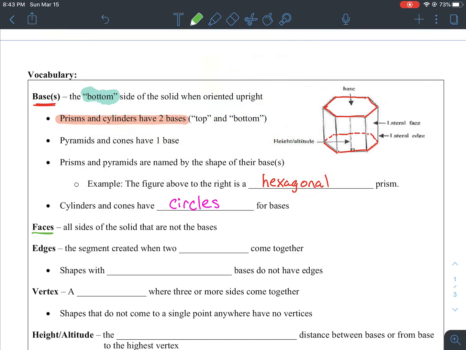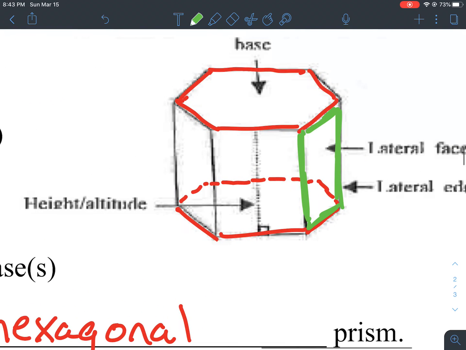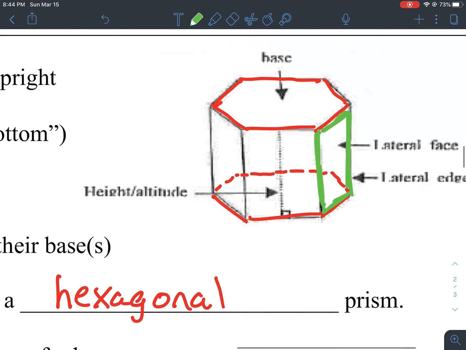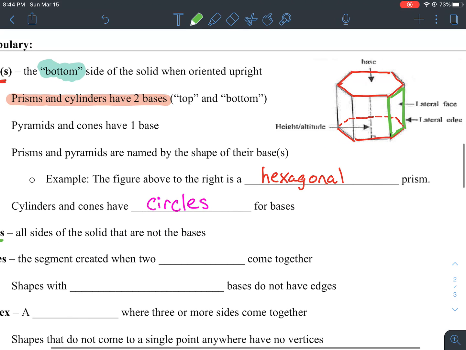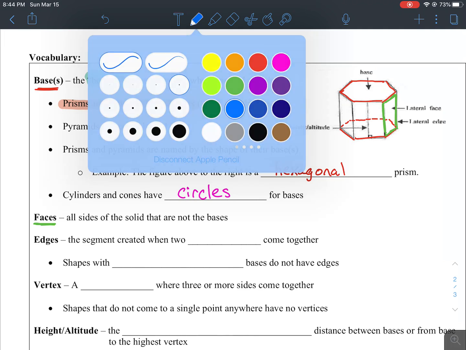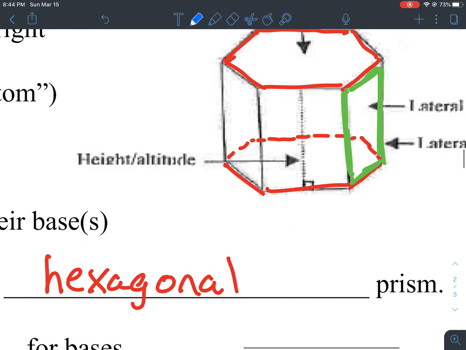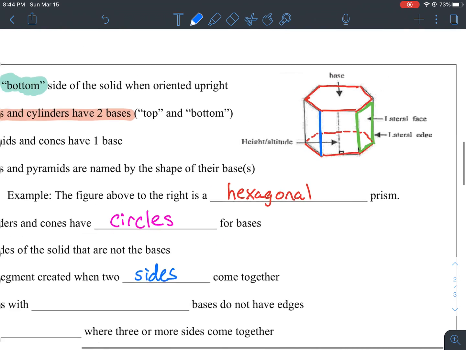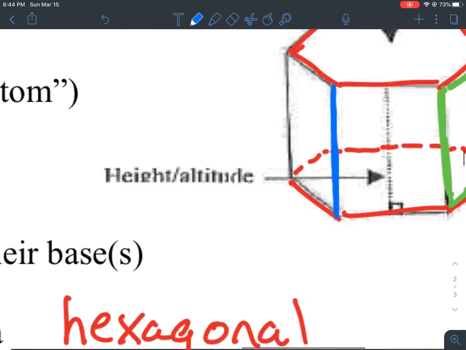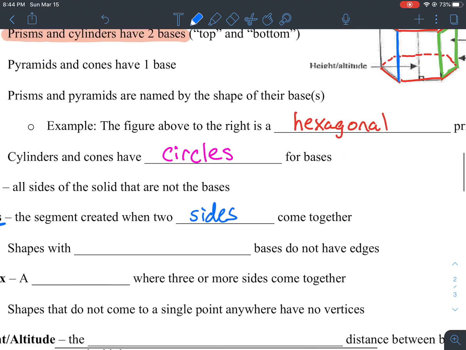Now, the faces are all sides that are not bases. So for example, this side highlighted in green would be an example of one face. Okay, and there are many faces on that prism, but there's just one of them. The edges are the segments that are created when 2 sides or 2 faces come together. So for example, this segment highlighted in blue is what we would call an edge. It's where this left side and this front side come together.